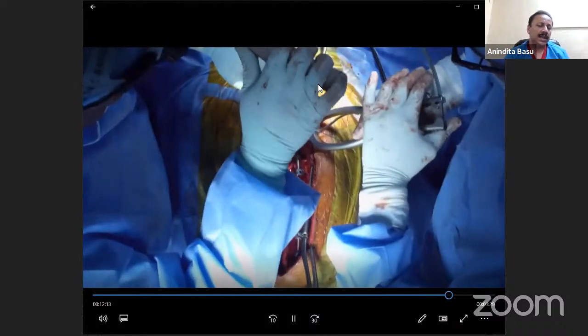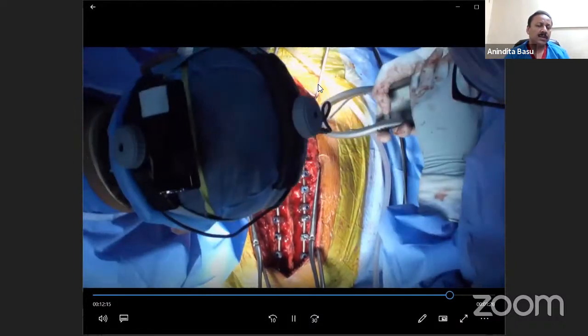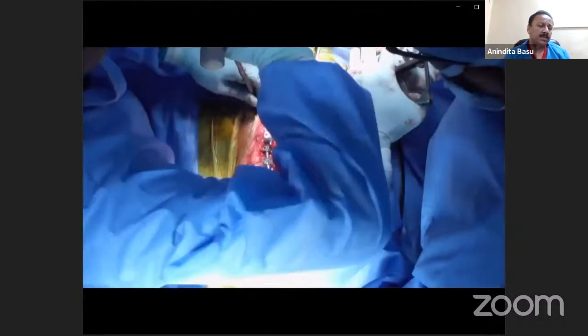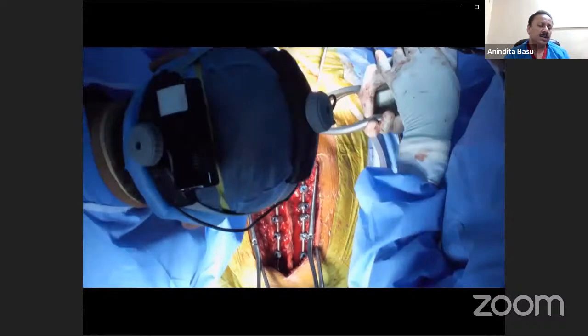The T2 gets as far as possible horizontalized. It's difficult, and be very, very careful in this part because these T1, T2, T3 screws are not very great screws.